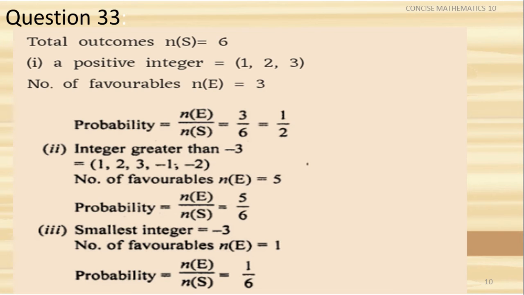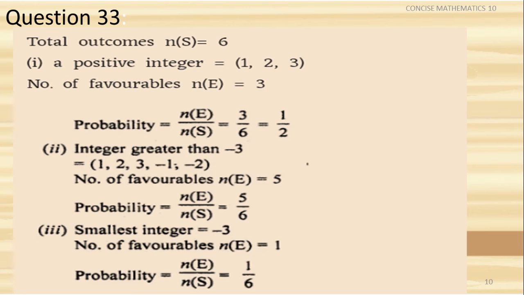Second sub question. An integer greater than -3. So all the values 1, 2, 3, -1, -2 are greater than -3. Why? Because in this, -3 is the least. So 1, 2, 3, -1 and -2 are greater than -3. Favorable outcomes is 5. Probability is 5 by 6.